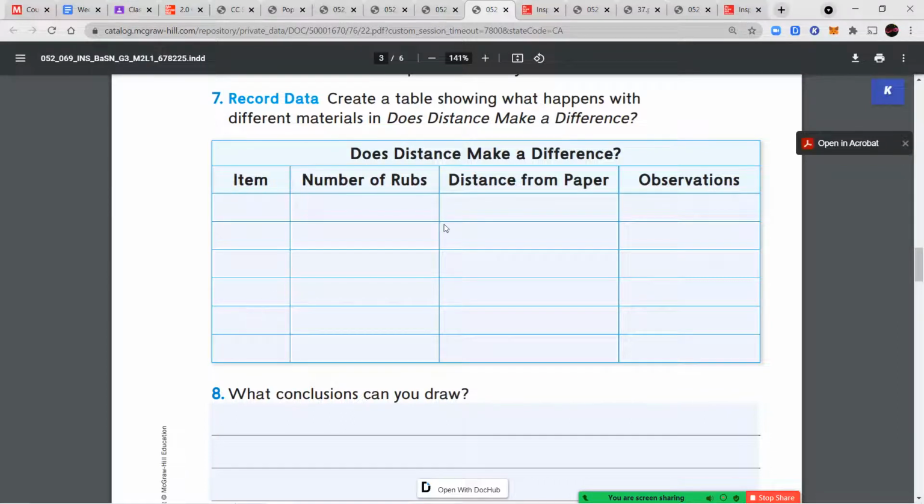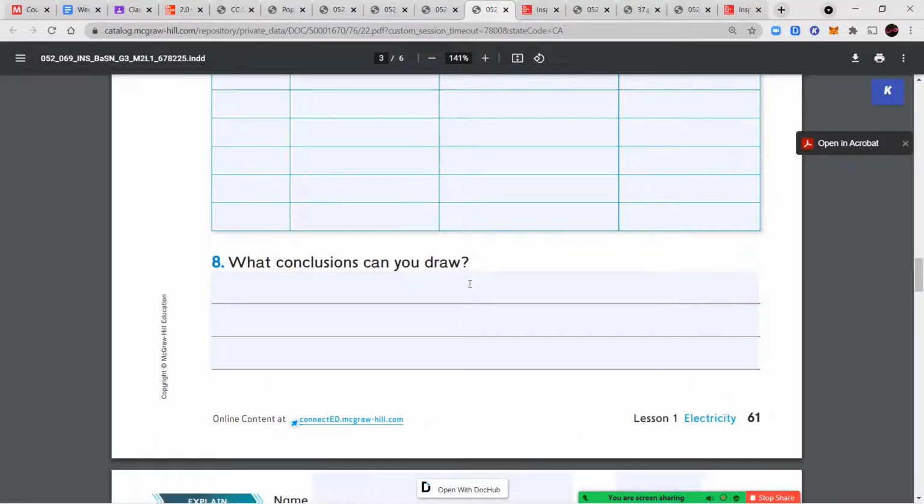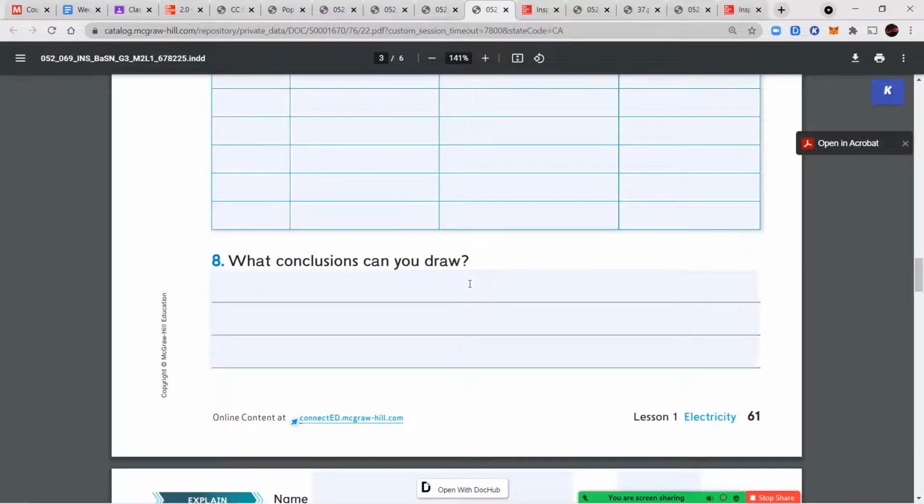You would have been recording your observations from different distances. Write down what you saw, how much electrical charge did it develop, a lot or a little. Was it enough to attract or not enough to attract? What conclusions can you draw?